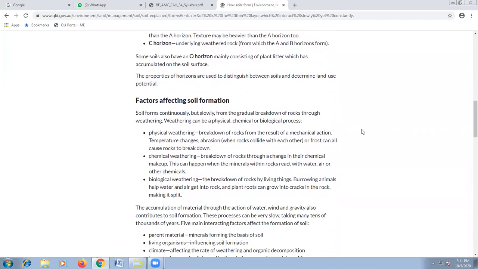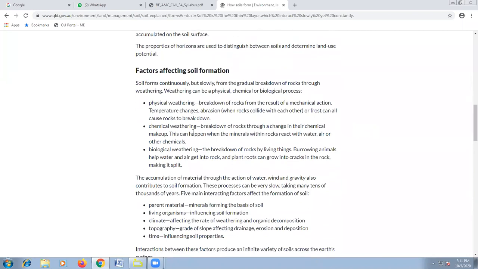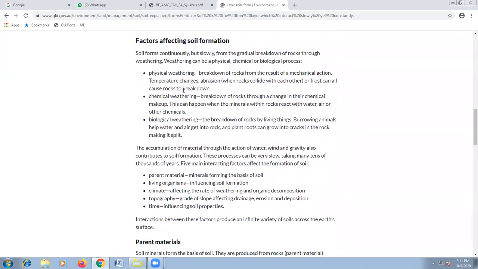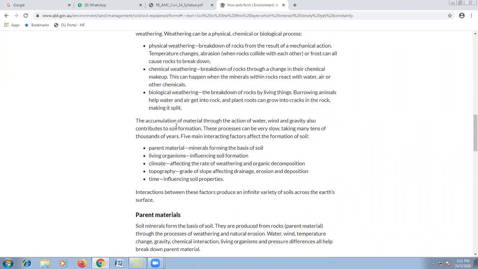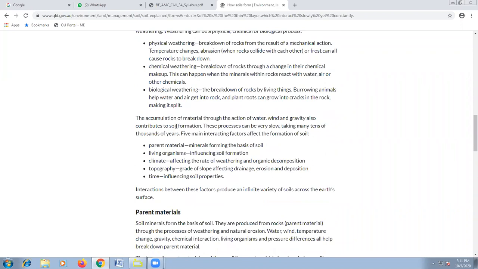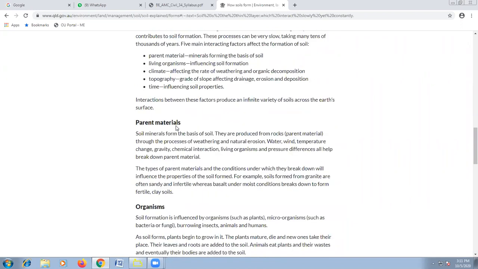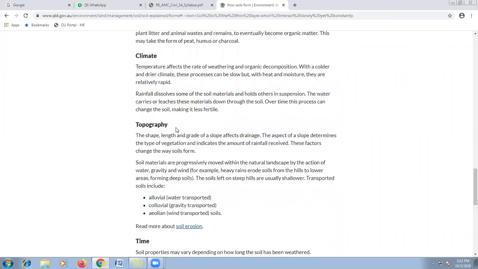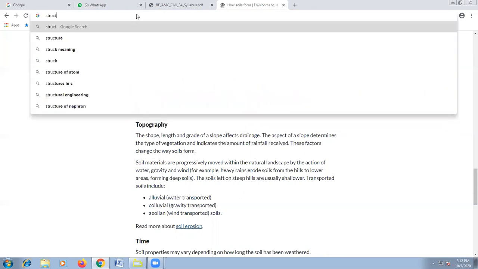Then you can see some factors affecting soil formation. Of course, weathering causes the soil formation, and we have already seen the different types of weathering and how weathering contributes to the soil formation. We will also briefly look at the structures of soil. So let us have a look at the structures of soil.